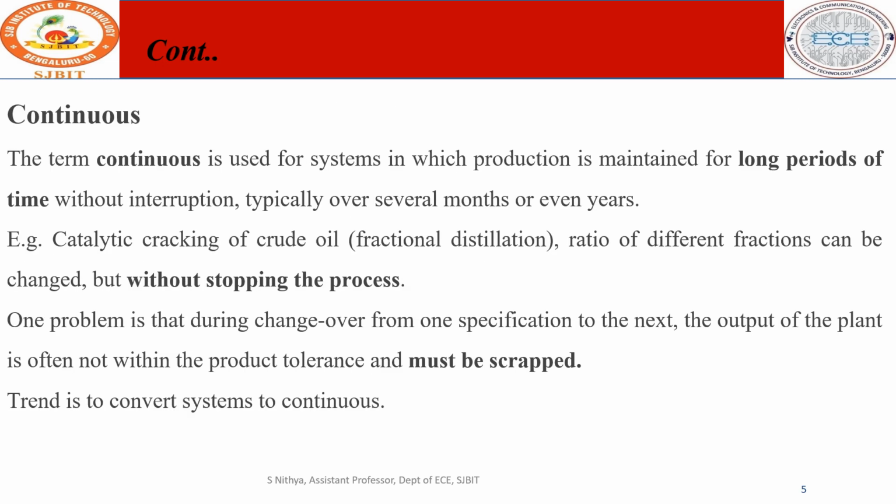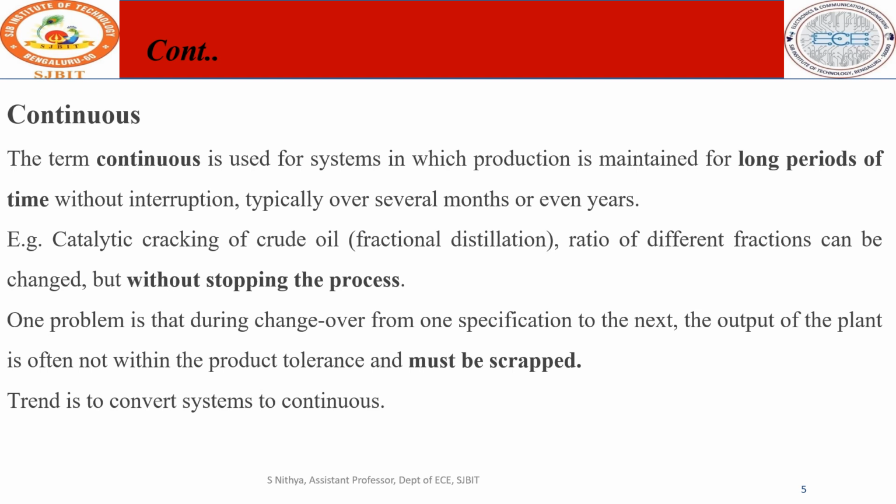The next one is the continuous process. The continuous process is a system in which production is maintained for a long period of time. The term continuous is used for a system in which production is maintained for a long period without interruption. That may be for several months or even several years. For example, cracking crude oil.